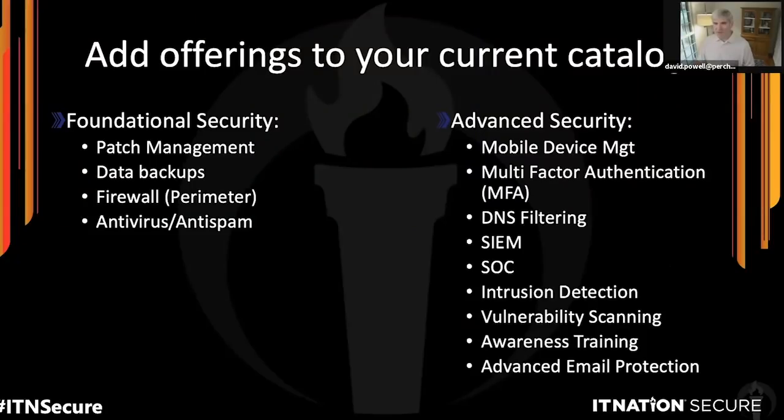I think the other question we get a lot is, what do we need to put into our service catalog? What I would say is, on the left side is the stuff you ought to be doing already. These should be part of your standard MSP services: patch management, data backups, firewall, AV. And then you have to explain to the client that there's this whole advanced set of security stuff, and all of it is emerging, developing, and changing all the time based on current conditions.